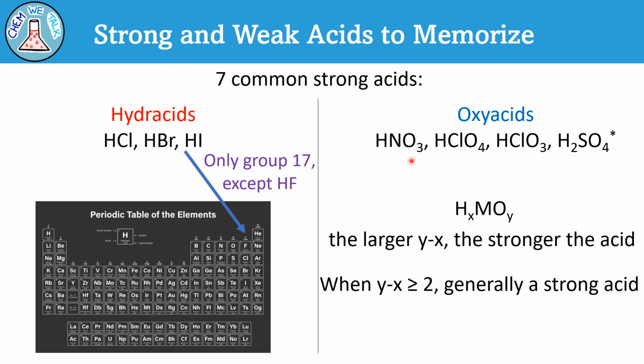For oxygen, we have 3 here for HNO3 and 1 hydrogen, so 3 minus 1 gives you 2. So if it is 2 or greater, it's a strong acid. 4 minus 1 gives you 3, strong acid. 3 minus 1 gives you 2, so strong acid. And then 4 minus 2 gives you 2, a strong acid. Just be careful with H2SO4 because it's a polyprotic acid. In that case, only the first hydrogen is considered a strong acid. So removing the first one makes it a strong acid, while the second one will be a weaker acid.